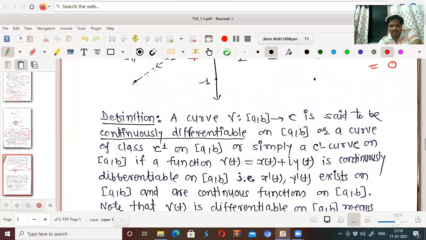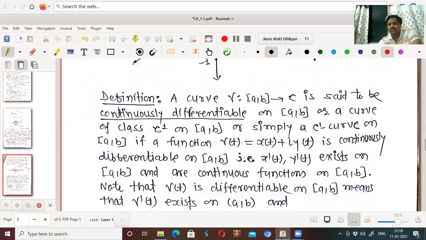Okay, we say that a curve gamma from [a,b] to C is continuously differentiable on closed interval [a,b], or a curve of class C1 on closed interval [a,b], or simply a C1 curve on closed interval [a,b], if the function gamma t given by x(t) plus i y(t) is continuously differentiable on [a,b]. What do you mean by continuously differentiable? It should be differentiable, and whatever the derivative is, it should be continuous. That is a simple concept of continuously differentiable.